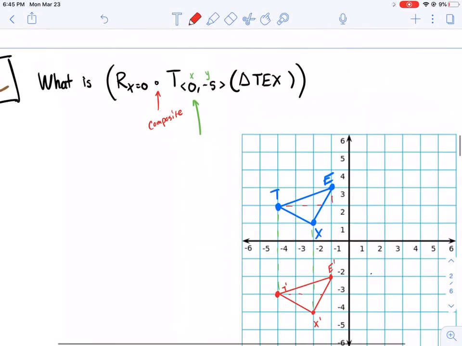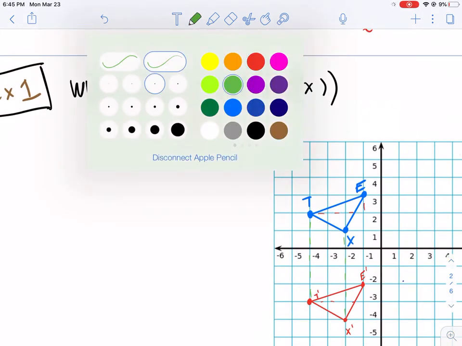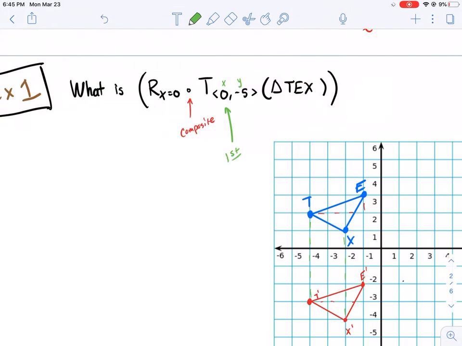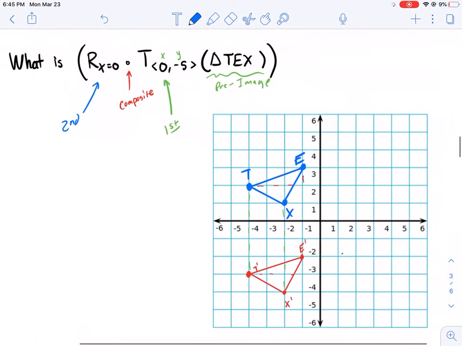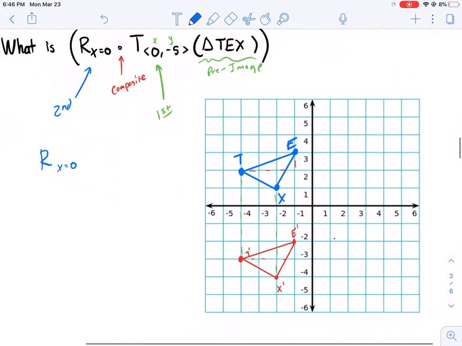Okay, so now that we've done the first translation, we're going to move to this second transformation. So keep in mind the one that's closest to the shape, the pre-image notation, goes first. Second in line, we see this notation. This is the second one we're going to do. Okay, so the second one we are going to do is the reflection. That's what R means, the big capital R. So big R means reflection, and this is the line of reflection that we are going to be moving it across and mirroring the image.